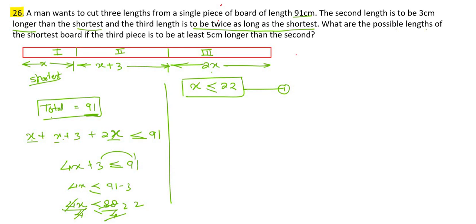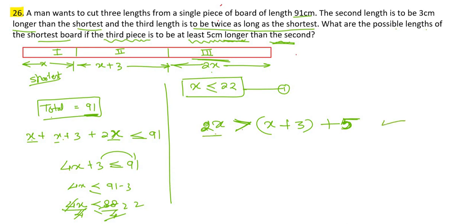Next they are saying, what are the possible lengths of the shortest board if the third piece is at least 5 centimeters longer than the second? The third piece, which is this, 2x, is at least 5 centimeters longer than the second piece. So the second is x plus 3. How much longer? 5 centimeters extra. This is my extra. Okay? So this should be the condition: 2x, the third piece, is at least x plus 3, which is the second piece, plus 5.